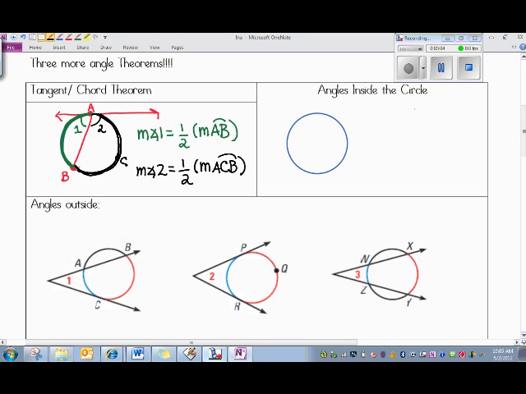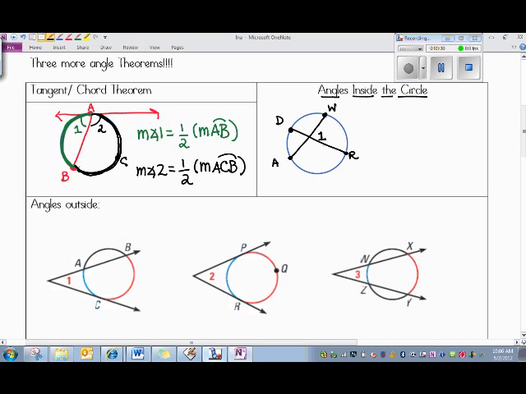The next one is if you have angles inside a circle. Usually this is with two chords intersecting inside a circle. Again, two chords intersecting inside a circle. So let's draw them. Let's call this one DR. And then I'll draw another chord. That looks good. And I'll call it AW. So here I have two chords intersecting inside a circle. We'll call this angle 1.